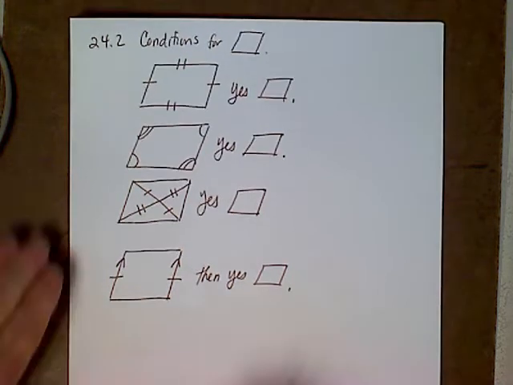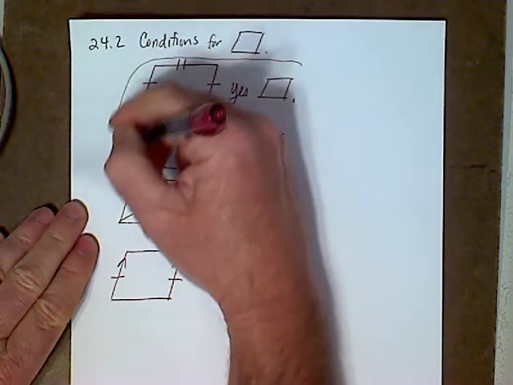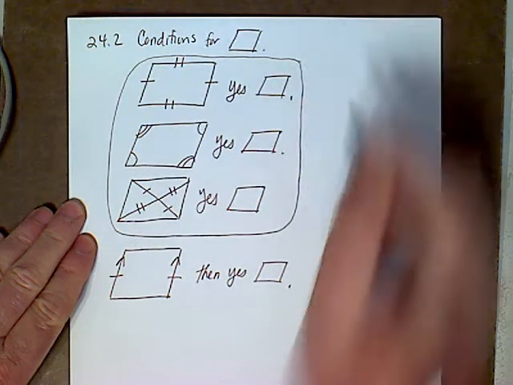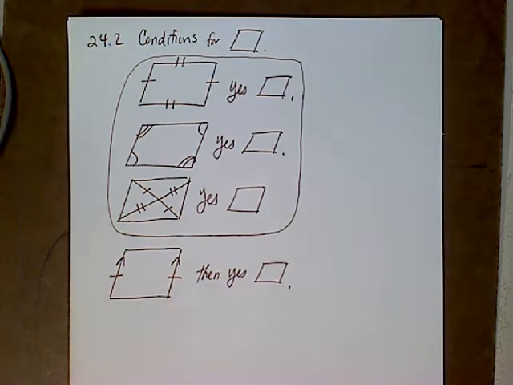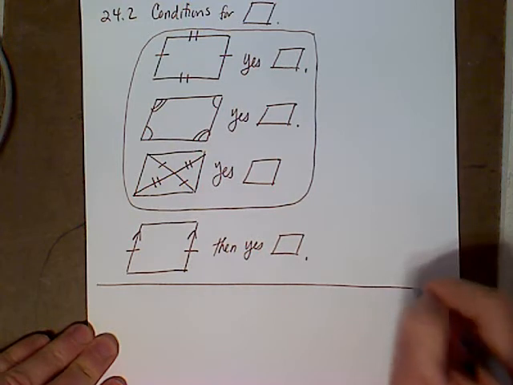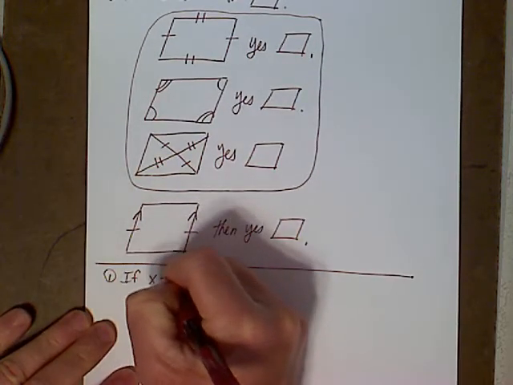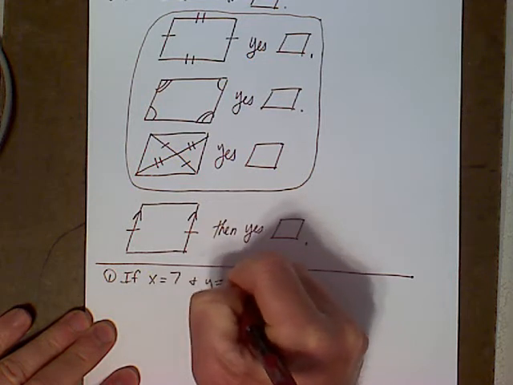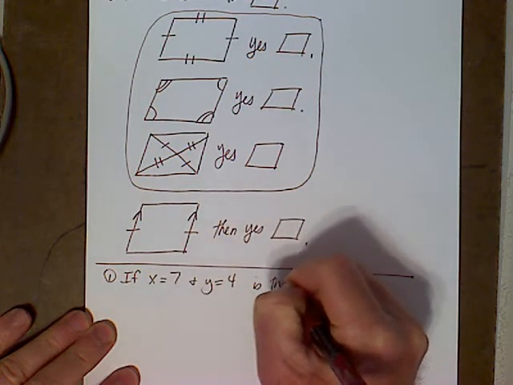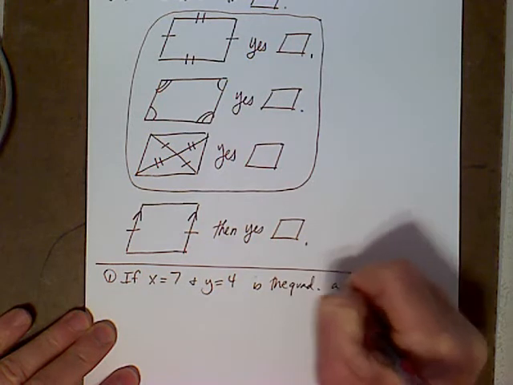Now, honestly, these are the ones that we probably will deal with the most and we'll think about the most. But again, this is kind of one of those side theorems that we need to know as well. Okay? So let's do a couple of examples of this today. This is what you're going to see in today's assignment. Number one, if x equals 7 and y equals 4, is the quadrilateral a parallelogram?